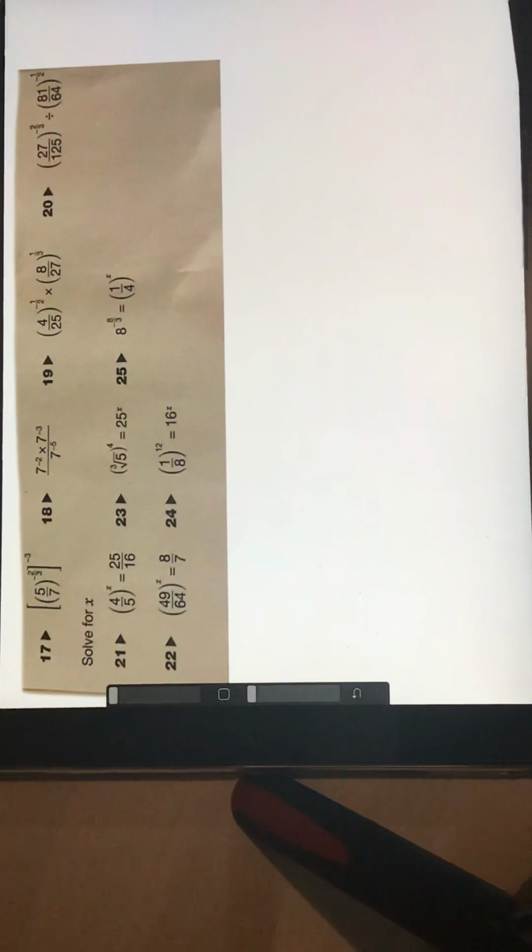Hi everyone, this is part 2 of exercise 4 star, working with negative and fractional indices, and I'm going to go through numbers 17 to 24 in this video.